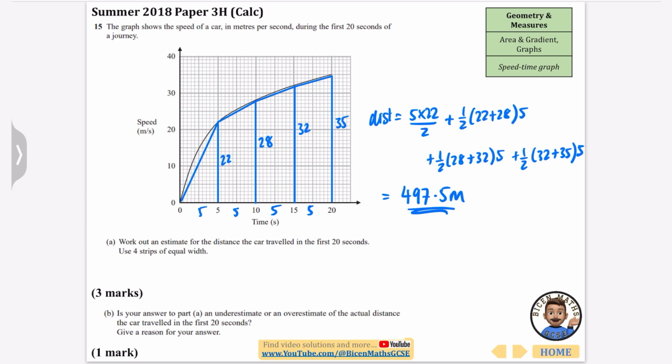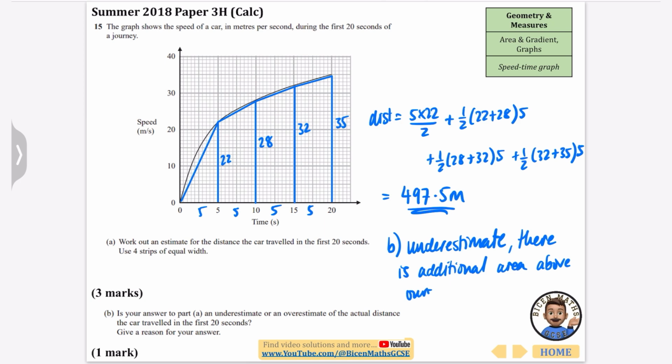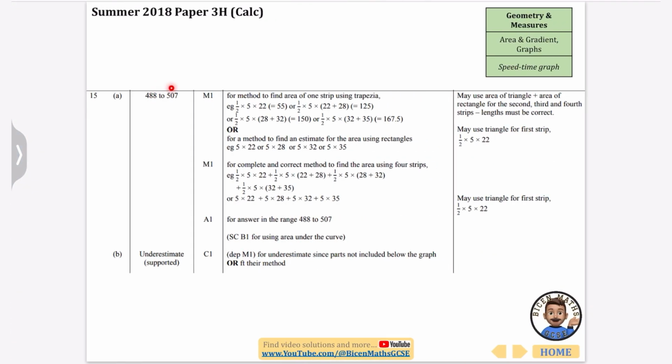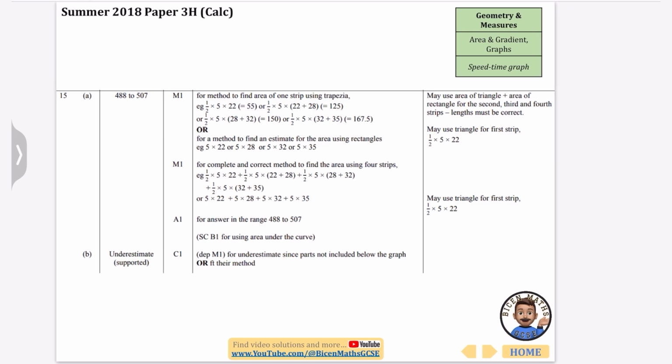It then says, is it an underestimate or an overestimate? And we're going to say this time it's going to be an underestimate. And you can see clearly here there's extra area. There is additional area above our shapes that hasn't been counted for, that has not been included. So the true area is obviously going to be bigger than this. So let's double check we've got this one. So we've got something that's inside that range, so we've definitely got that, and an underestimate that we've not included parts below the graph, so that's completely fine for this.